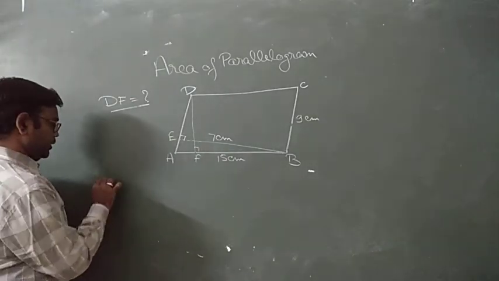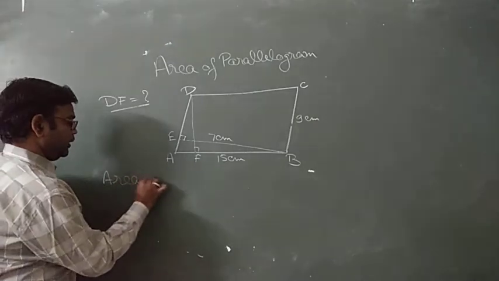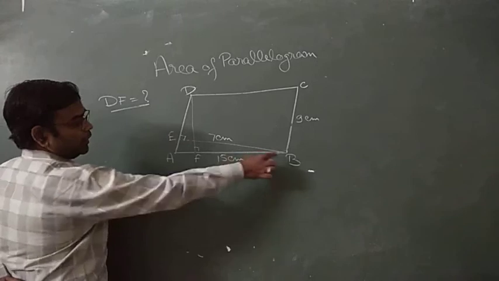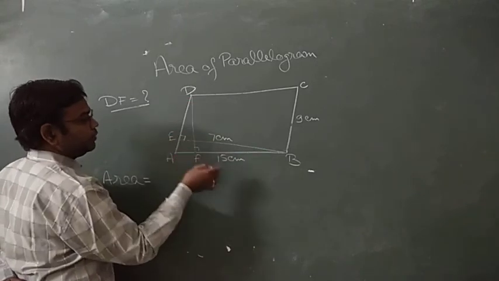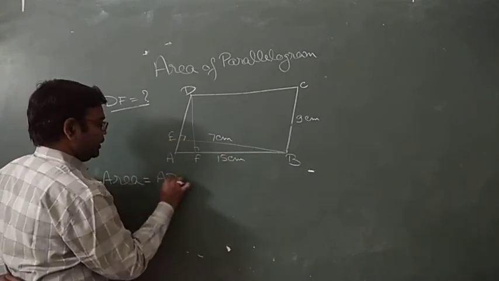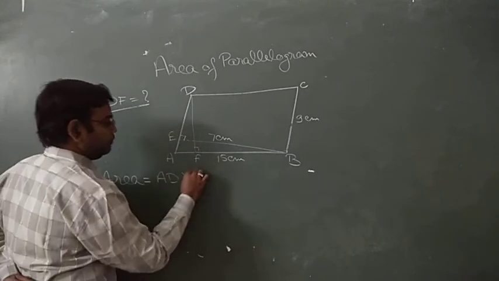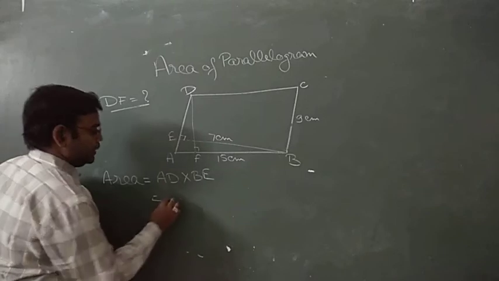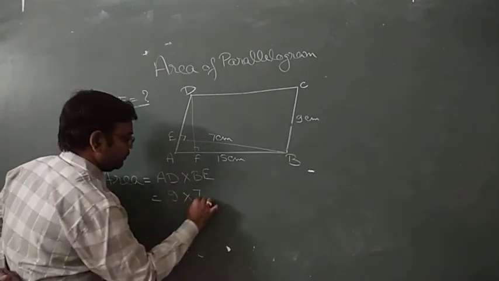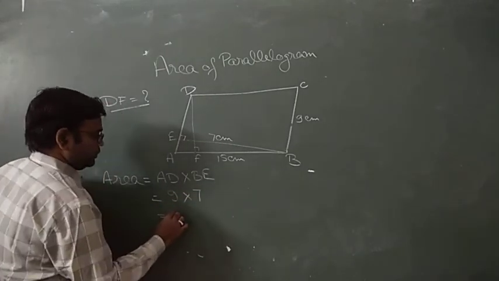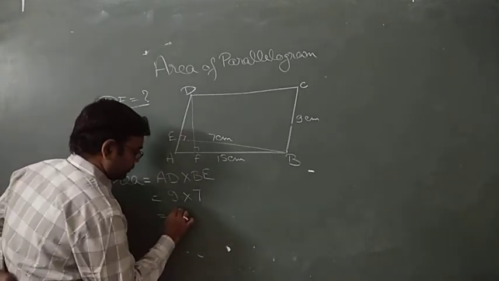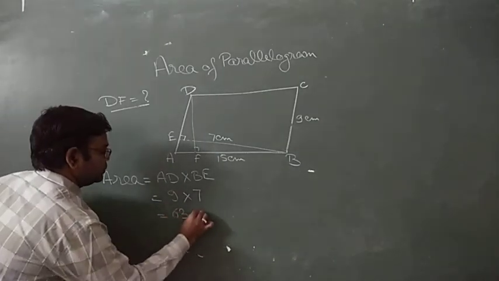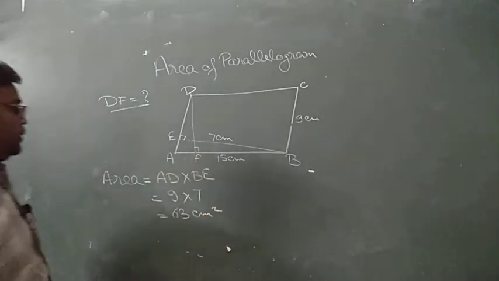So how do we find this? As usual, area of parallelogram equals base into height. What is the base over here? In this case, we can say base is either AD or BC. So AD into BE, the height. AD is your 9, BE is your 7. It's 63 centimeters square. This is the area of this one.